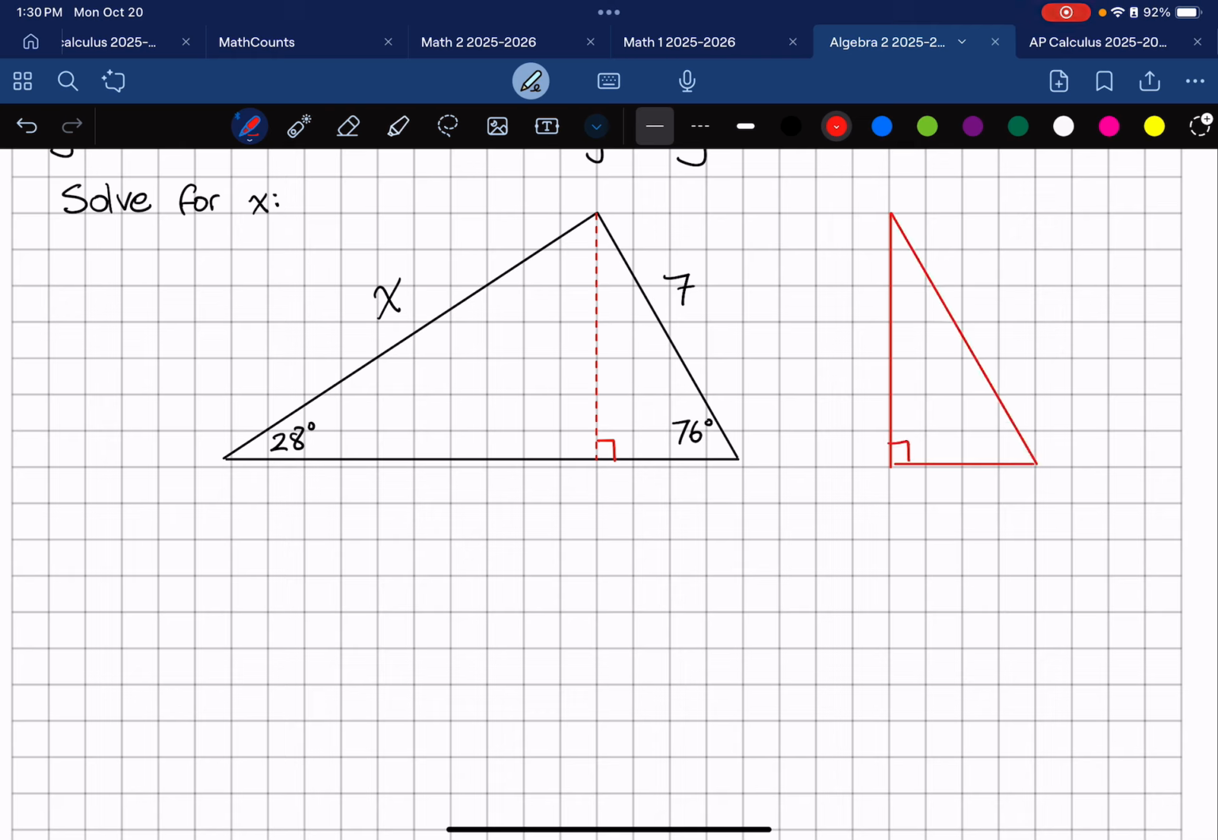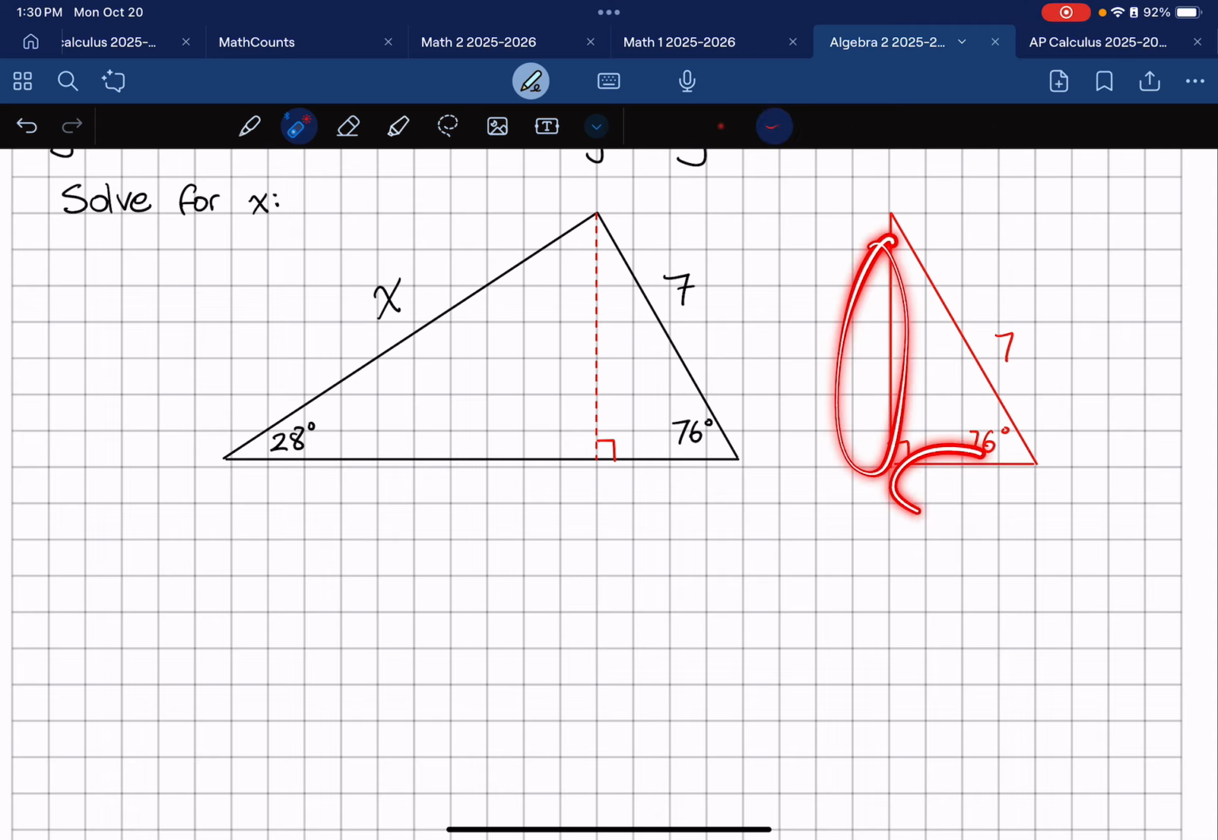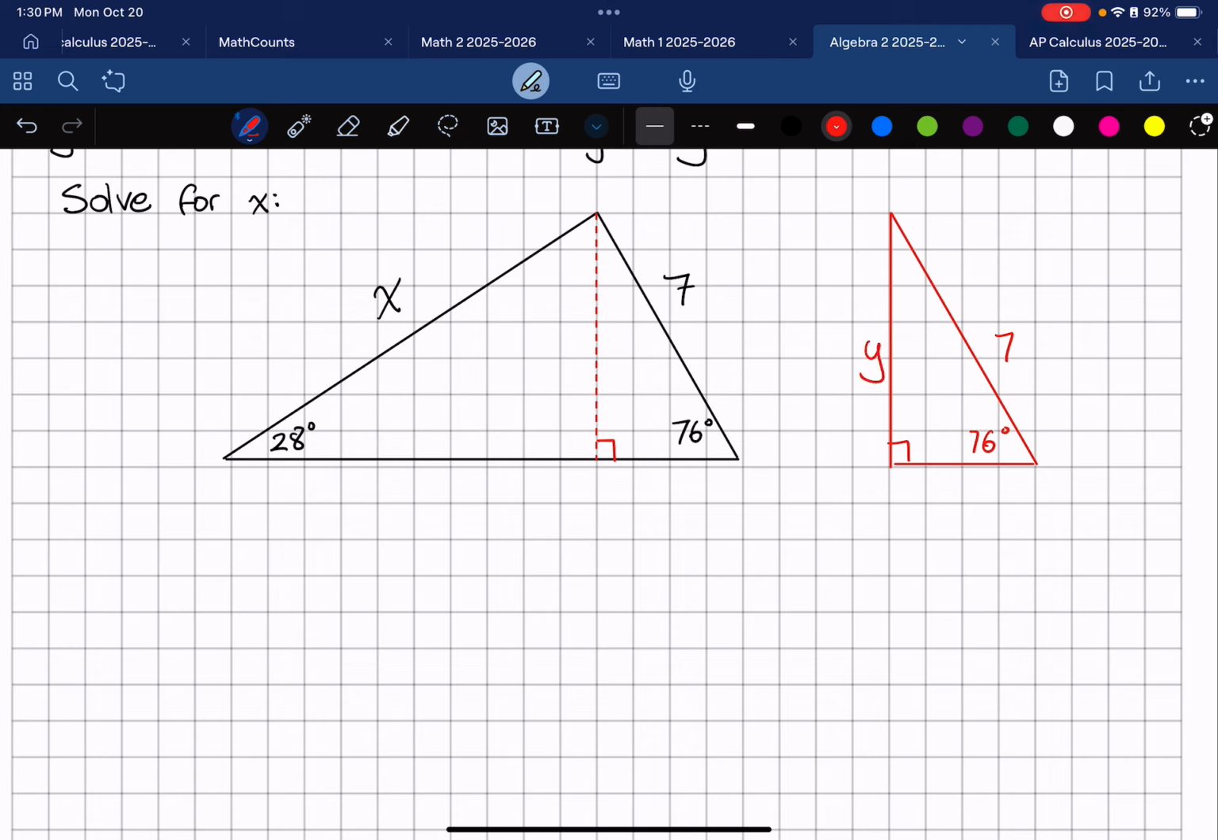I have this triangle with a 76-degree angle, and I know this length is 7, and I can choose to find either this length or this length. Finding that base length might be helpful, but I think what's really helpful is to find this middle length because it connects to the other triangle, this triangle on the left. So let's go ahead and find this length. I'm going to call it y because I've already used x.